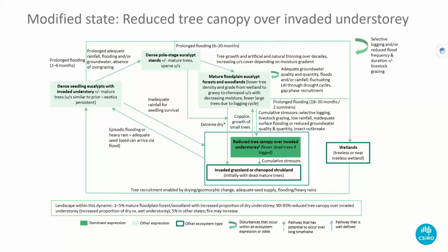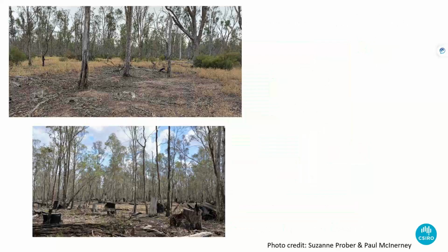And we have a number of modified states that are observed across GKP. You'll see that the boxes look quite similar and that dynamic looks quite similar, but there are some small differences that I'll point out now. In the modified state called reduced tree canopy over invaded understory, the dominant expression is that reduced tree canopy that's thinned compared to a mature floodplain eucalypt forest and woodland. It's often a result of logging, but it could also be low rainfall and inadequate flooding, reduced groundwater, insect outbreaks and grazing as well. And there are often invasive species in the understory in this expression. That's the key one I wanted to point out for that modified state. And it might look like these photographs here.